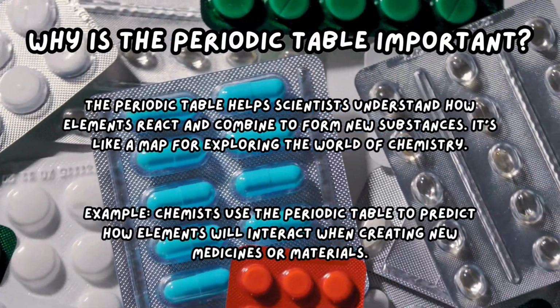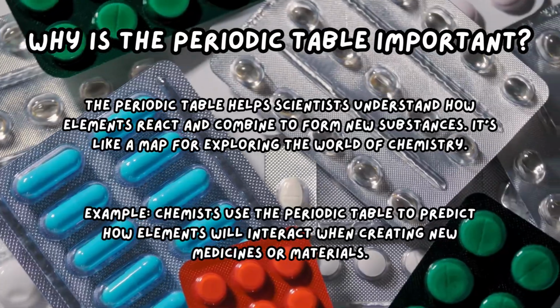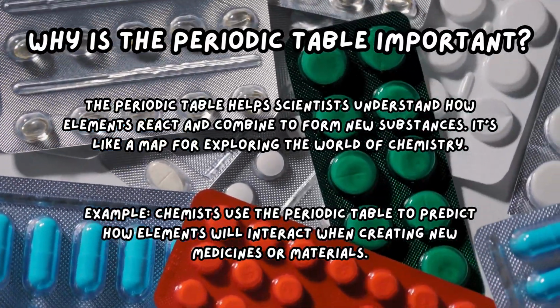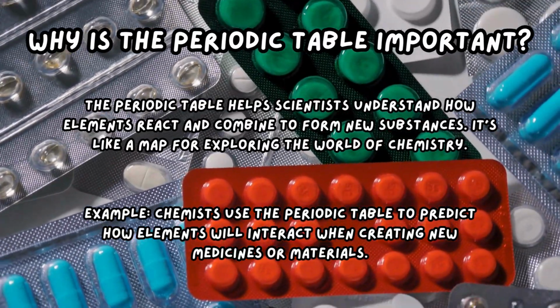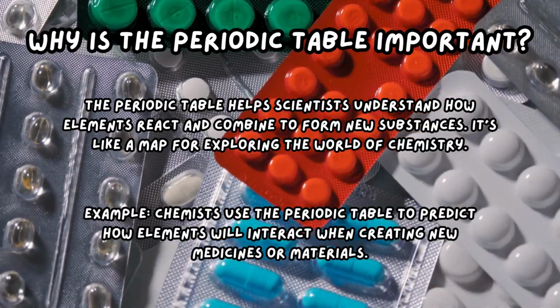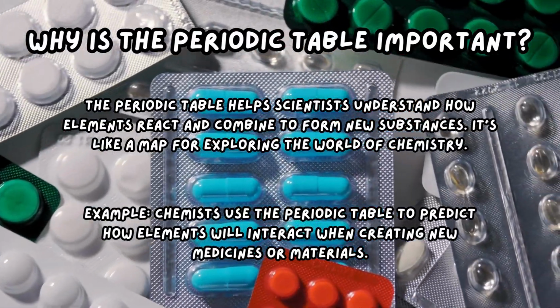Why is the periodic table important? The periodic table helps scientists understand how elements react and combine to form new substances. It's like a map for exploring the world of chemistry. Example, chemists use the periodic table to predict how elements will interact when creating new medicines or materials.